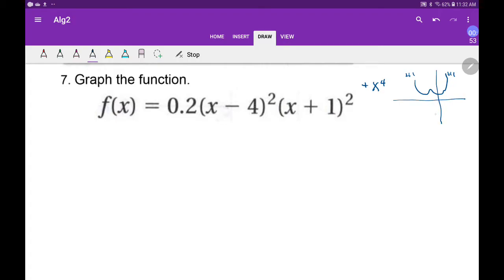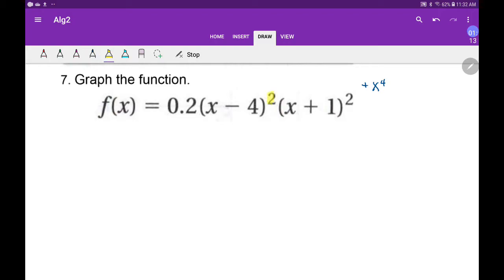If I redraw this, I could get 1, 2, 3, 4. You see, I could have 4 zeros. But this is not going to happen because I see something else that's going on here.